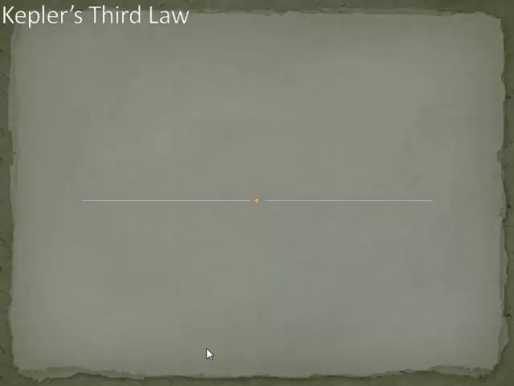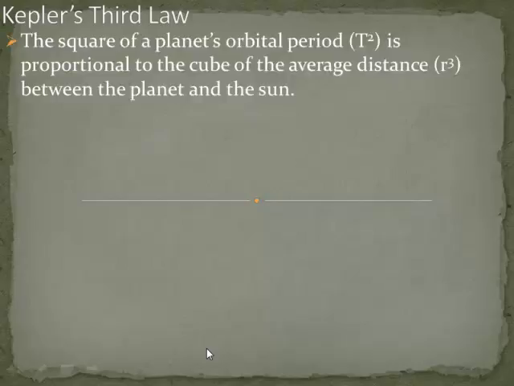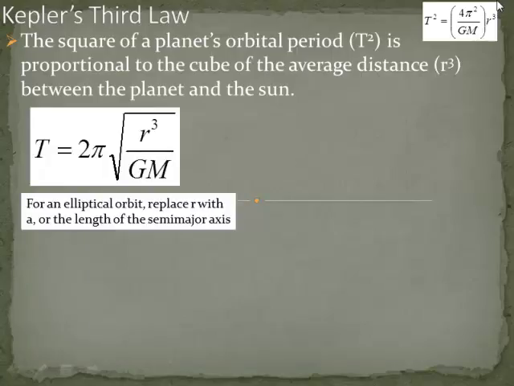Kepler's third law is the one that we probably use most often in textbooks. It says the square of a planet's orbital period is proportional to the cube of the average distance between the planet and the Sun. We typically write Kepler's third law like this. However, we normally use this formula right here.